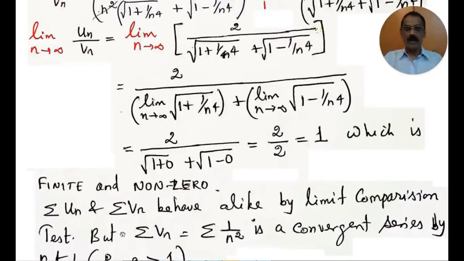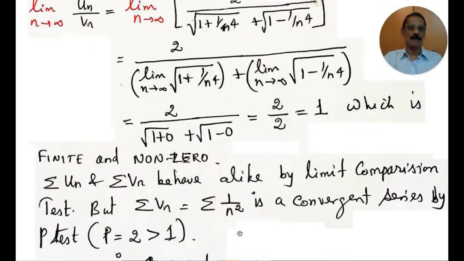But, what is series vn? Series vn is series 1 by n squared. What is series 1 by n squared? Series 1 by n squared is of the form series 1 by n to the power p, where the value of p is 2. So p is 2, which is greater than 1, and hence by auxiliary series or p test or p series, series vn is a convergent series.